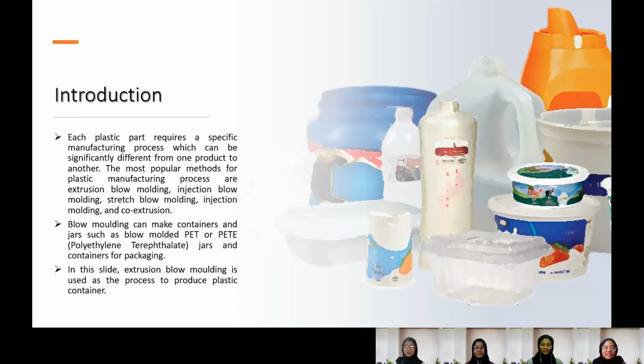For the introduction, each plastic part requires a specific manufacturing process, which can be significantly different from one product to another. The most popular methods for plastic manufacturing are extrusion blow molding, injection blow molding, stretch blow molding, injection molding, and co-extrusion. Blow molding can make containers and jars, such as blow molded PET or PETE, polyethylene terephthalate, jars and containers for packaging.